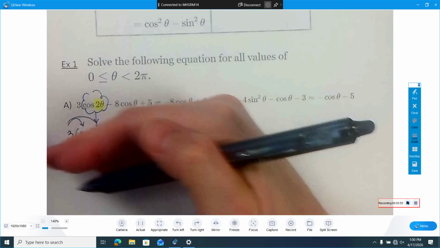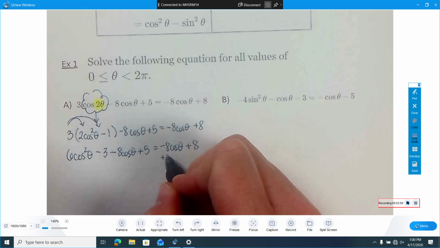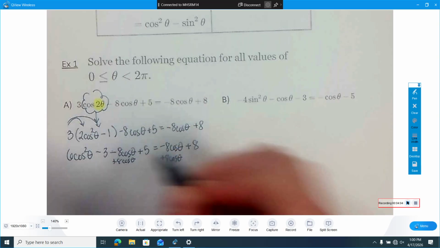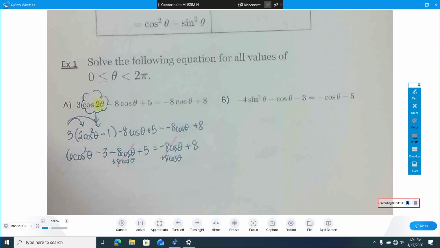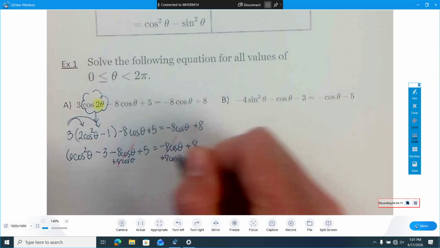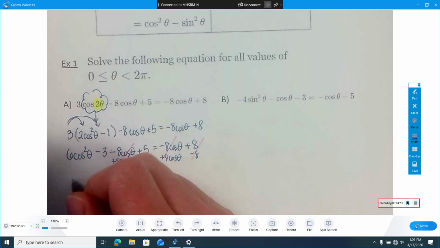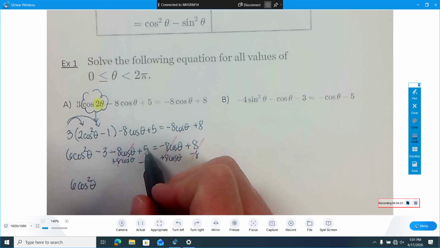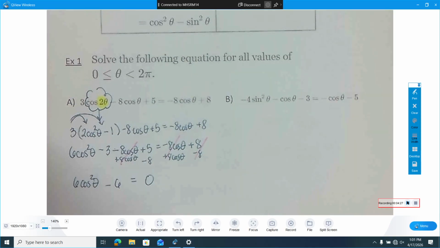So we're going to push everything to one side. So I'm going to go ahead and add 8 cosines of theta and add 8 cosines of theta. And what happens to those? They cancel out. That's magical. And then I also am going to go ahead and subtract 8 and subtract 8 so that everything is on one side. So that I get it set equal to 0. So I have 6 cosine squared theta. And then negative 3 plus 5 is 2 minus 8 is negative 6, and we're all set equal to 0.